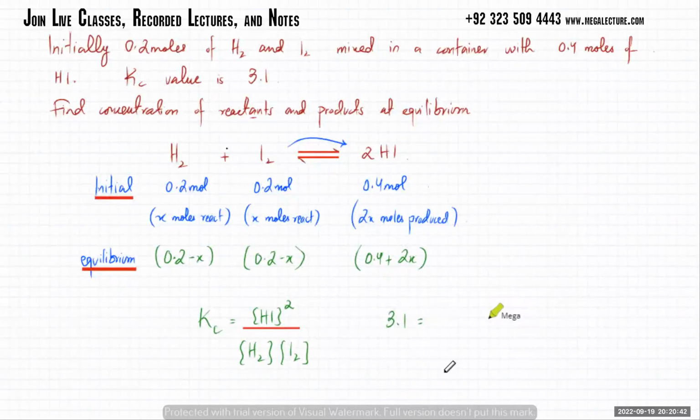So you just have to solve this. HI squared is going to be 0.4 plus 2x, and that's squared. And the whole thing gets divided by 0.2 minus x into 0.2 minus x, so that's squared as well. So that's my Kc expression. I need to solve this.